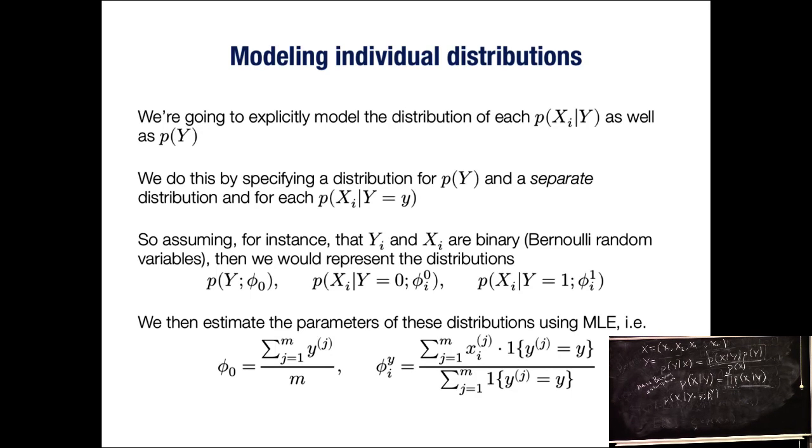The estimate for phi 0, and phi 0 is just a Bernoulli over y here. It's essentially the number of times y is equal to 1 divided by the total number of samples. That's just how we estimate this thing, as we expected.